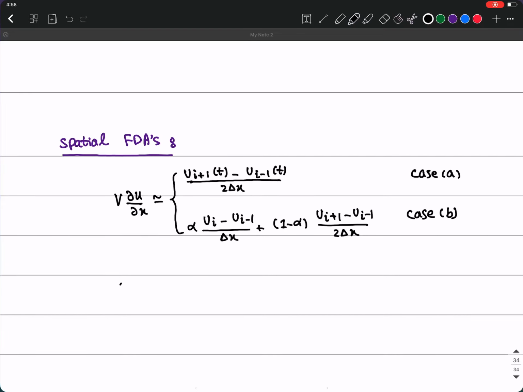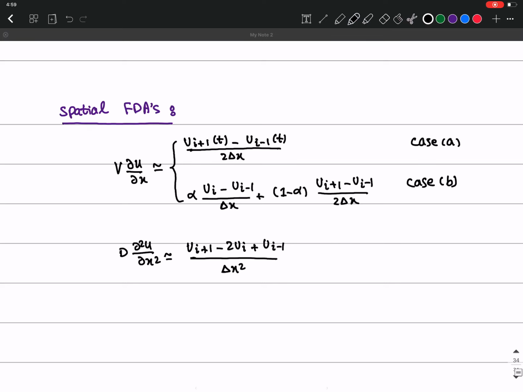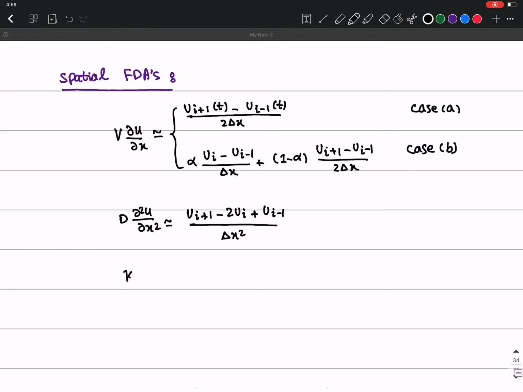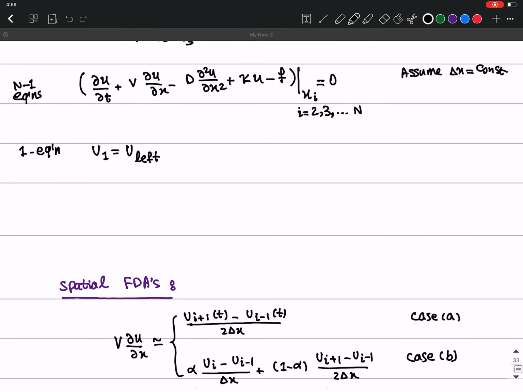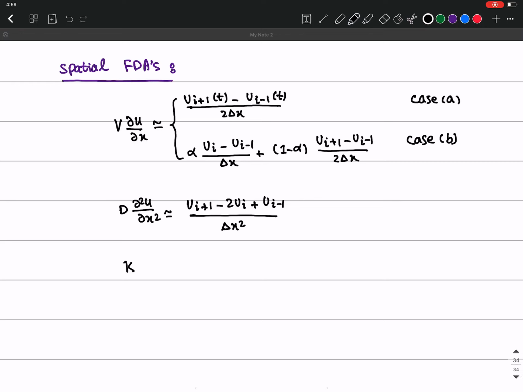The second term is the diffusion term. So this partial square u over partial x square is approximated as second order center difference scheme: ui plus 1 minus 2 ui plus ui minus 1 over delta x square. So this is the approximation for this one. Then I want to approximate ku here. So ku, this is one thing I forgot: this is represented at point I, or approximated at point I. So the same thing here, ku approximated at node I. I can do it, let me write it down here.